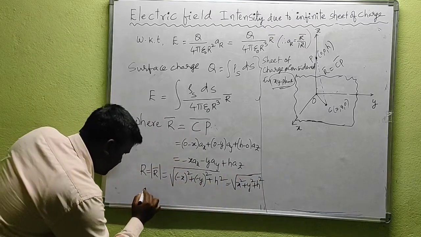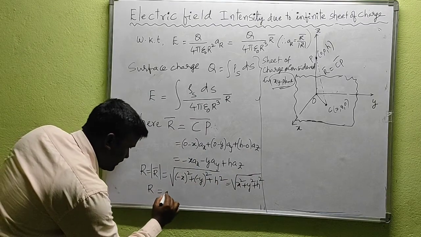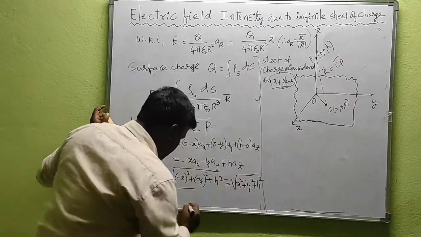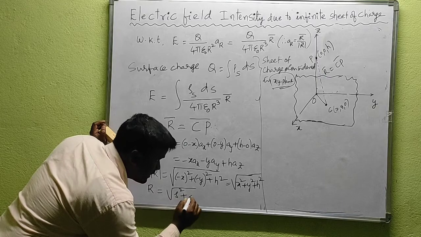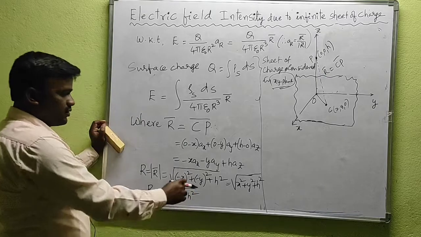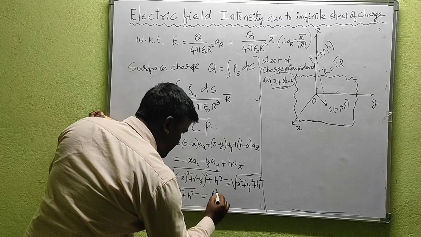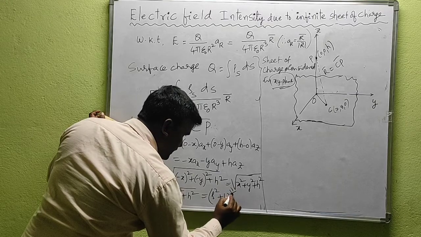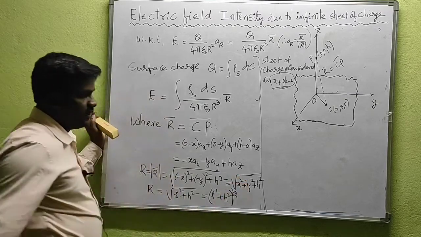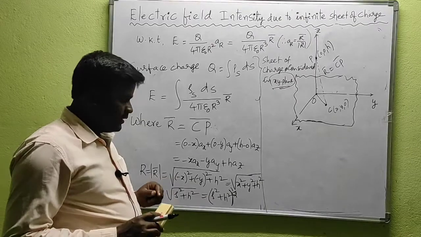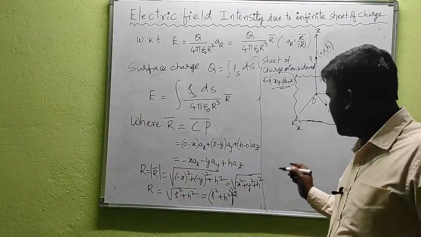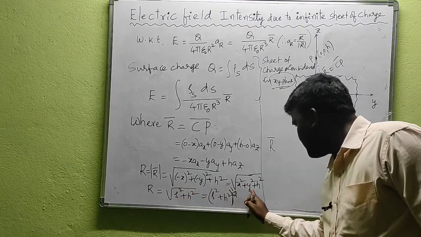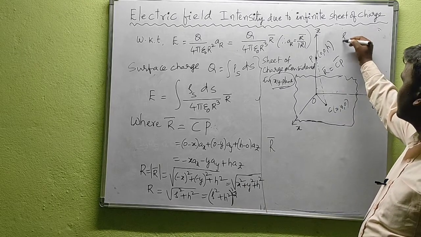I can write this as R equal to the square root of, we know that x square plus y square is nothing but rho square, so rho square plus h square. R equals rho square plus h square whole power 1 by 2, since the square root means power 1 by 2. Now from this we can write this R bar in the cylindrical coordinate system. I replaced x square plus y square with rho.